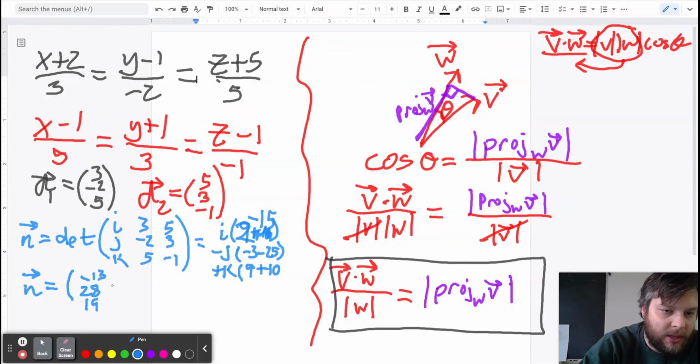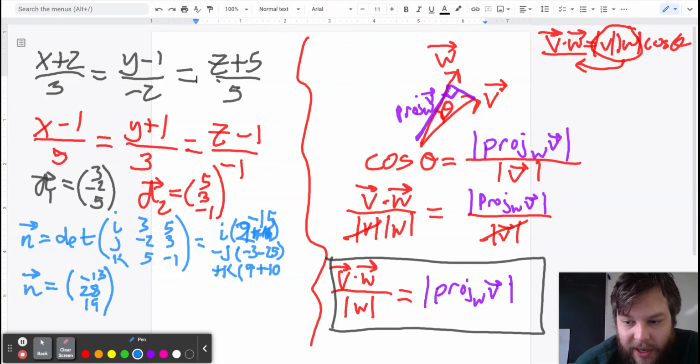And you should double check that it really equals 0 when you dot product that with D1 and when you dot product it with D2. And let's see, that would be 39 and 56 and 85. That looks good. And then 65. Yep, that looks good.